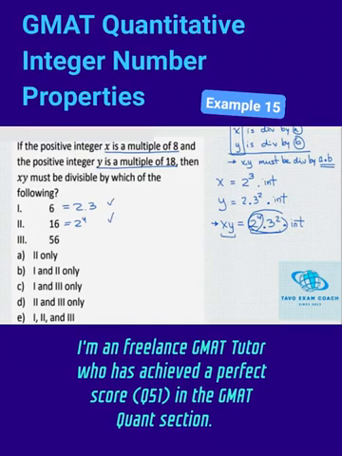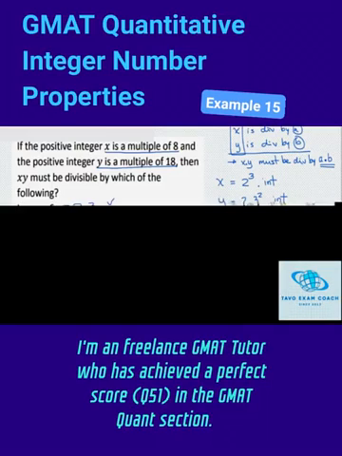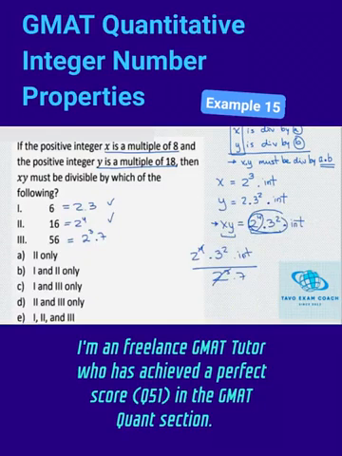What about 3? 56 can be factored as the product of 8 times 7, that is 2 to the 3rd times 7. If we divide xy by 56, what will happen? We can cancel 2 cubed with 2 to the 4th. But what about 7? Can we cancel it?